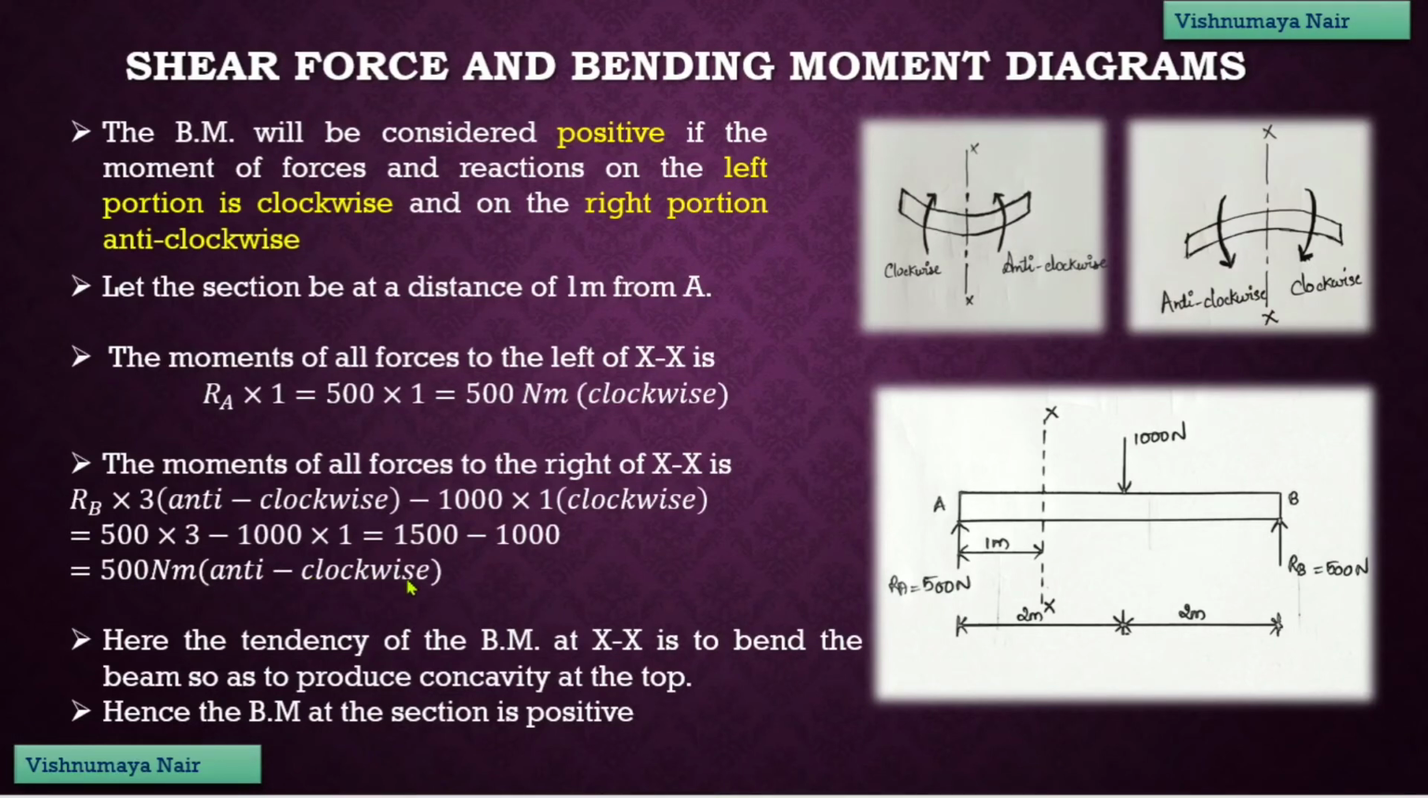Newton meter anti-clockwise. Okay. Now we have 500 Newton meter in the clockwise direction on the left side of the section and 500 Newton meter in the anti-clockwise direction on the right side of the section. Therefore, clockwise on the left side and anti-clockwise on the right side. Therefore, the bending moment is positive and the bending moment tends to bend the beam in such a way that the concavity occurs at the top and convexity occurs at the bottom, and the moment is known as the sagging moment. Therefore, the bending moment at this section is considered positive.